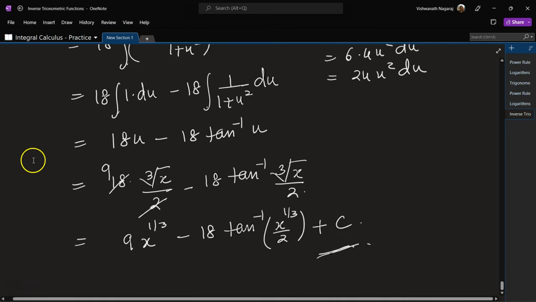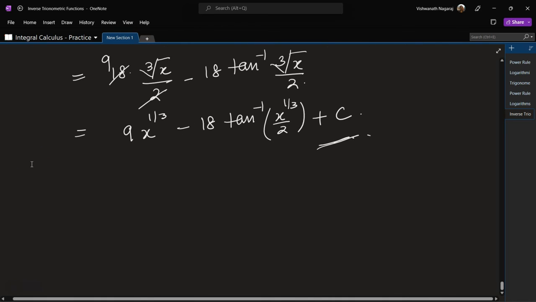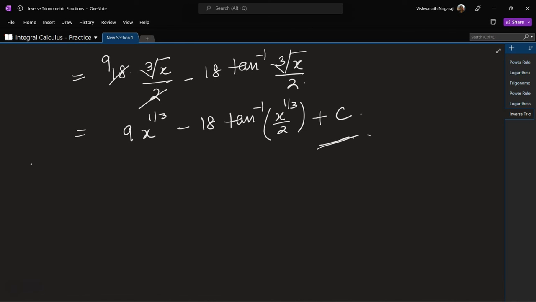So that is inverse trigonometric functions integration.